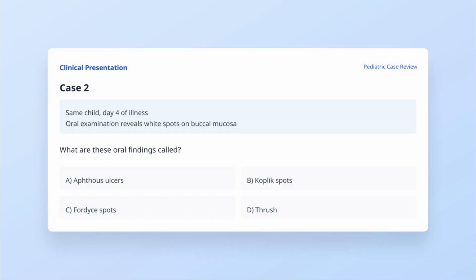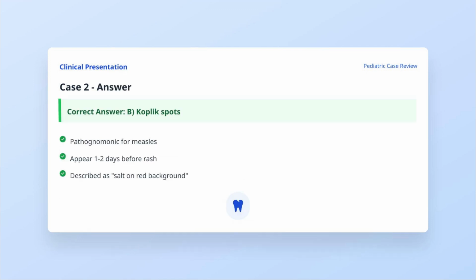The same child is now on day 4 of illness. On oral examination, you notice small bluish-white spots on a red background on his buccal mucosa. What are these oral findings called? A, aphthous ulcers, B, Koplik spots, C, Fordyce spots, or D, thrush? The correct answer is B, Koplik spots.